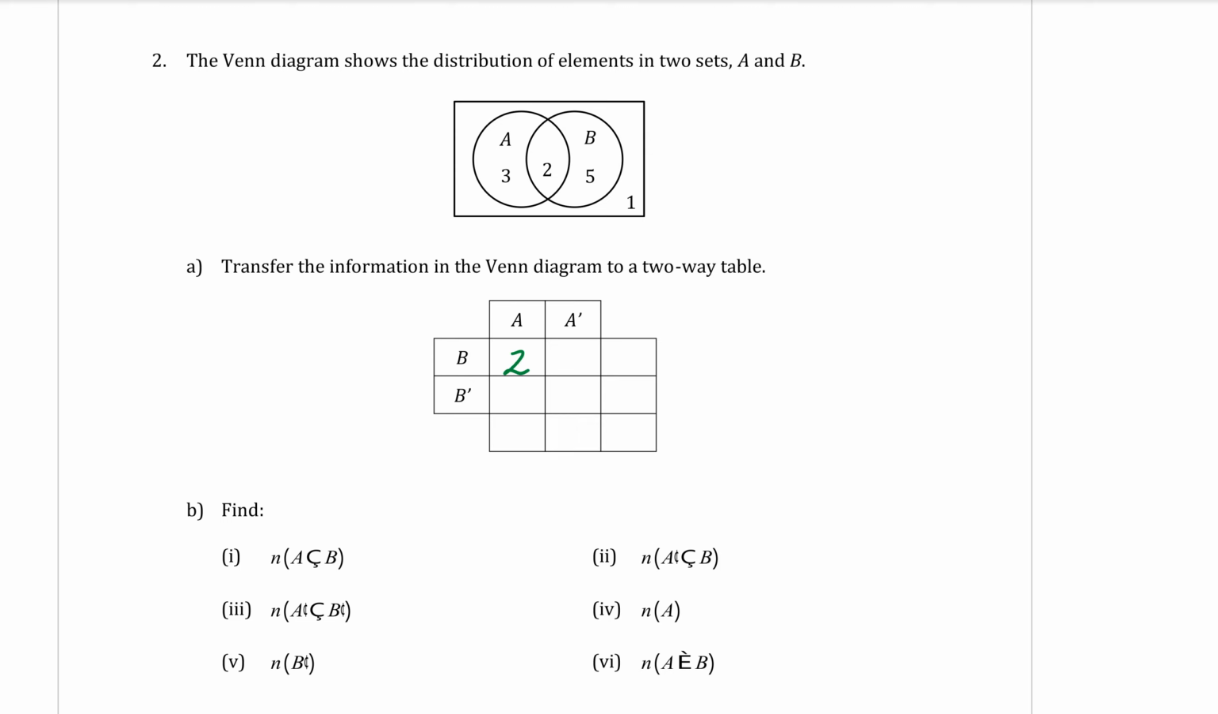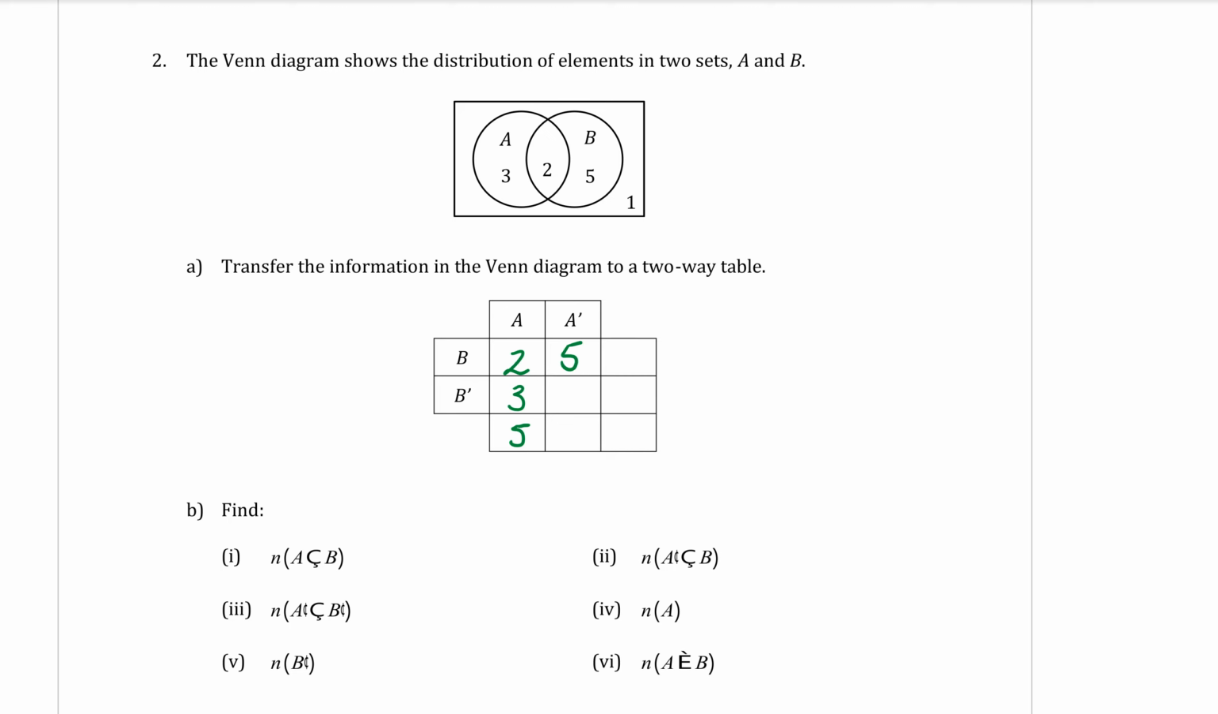Okay, working down that column, A but not B means I want the A circle but not the overlapping part. It is the 3. Add those 2 numbers together to get the number at the bottom. Now working on the second column, not A but B. So when we're in the B circle, we don't want the overlapping A part, so that means it's going to be the 5.